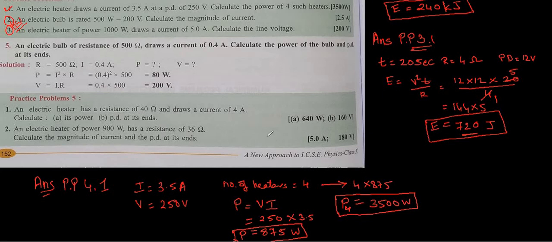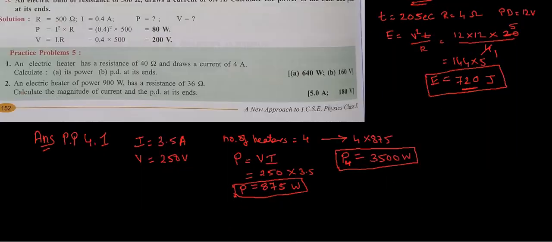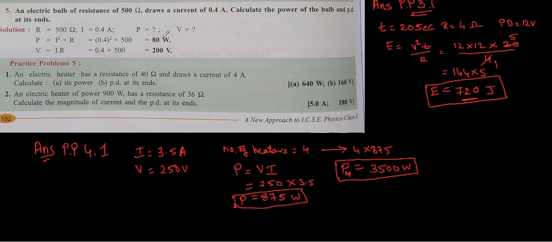All these are formula based. Let us move on to the last part of the sum, that is question number 5. An electric bulb of a resistance how much? 500 ohms. Current is how much? 0.4 ampere is passed through it. Find out the power of the bulb and potential difference at its ends. So R is given as 500 ohms, current passing through is 0.4 ampere, and potential difference as well as power you have to find out. So this is the power and this is the potential difference.